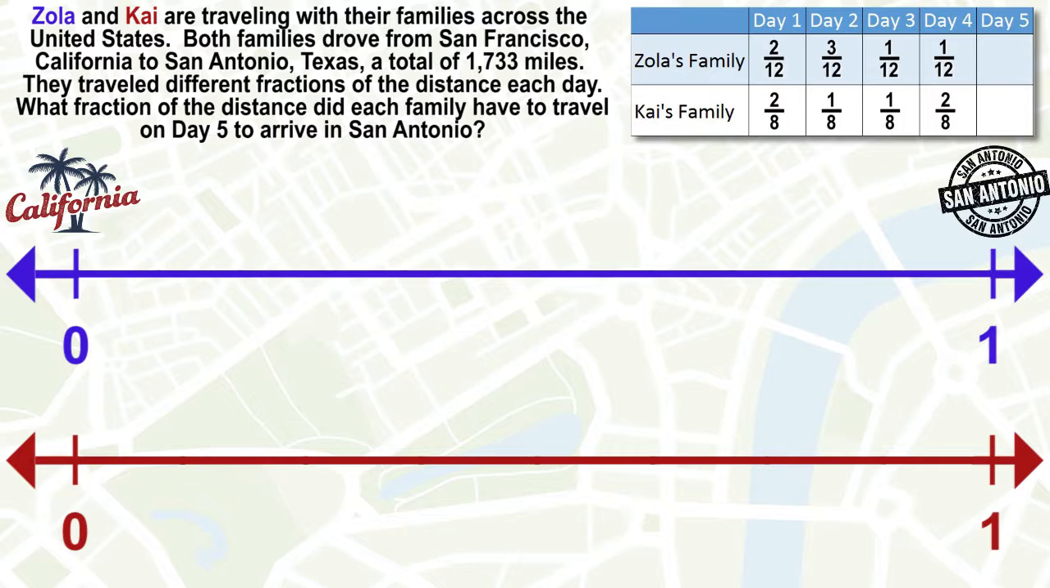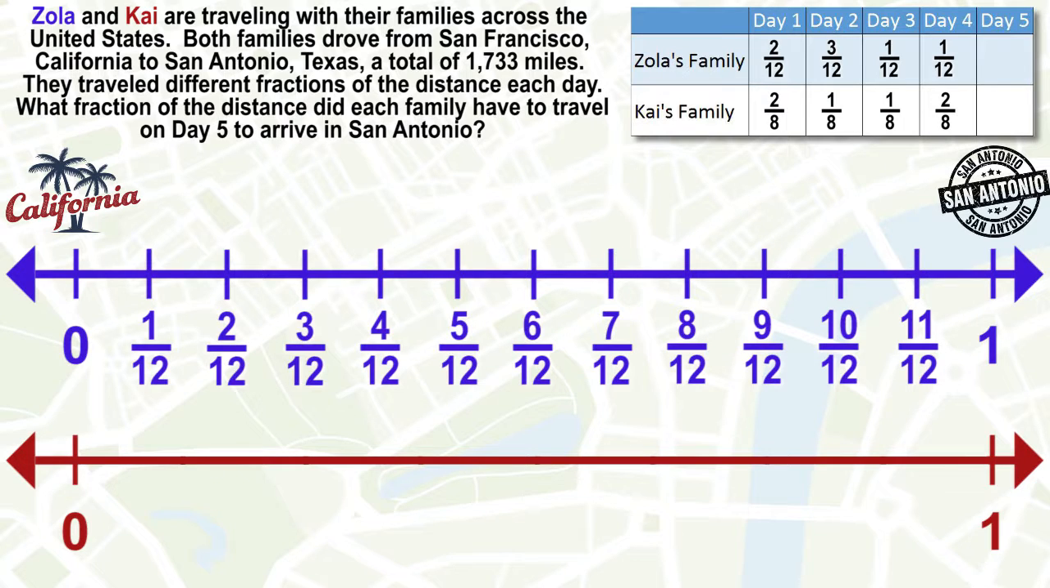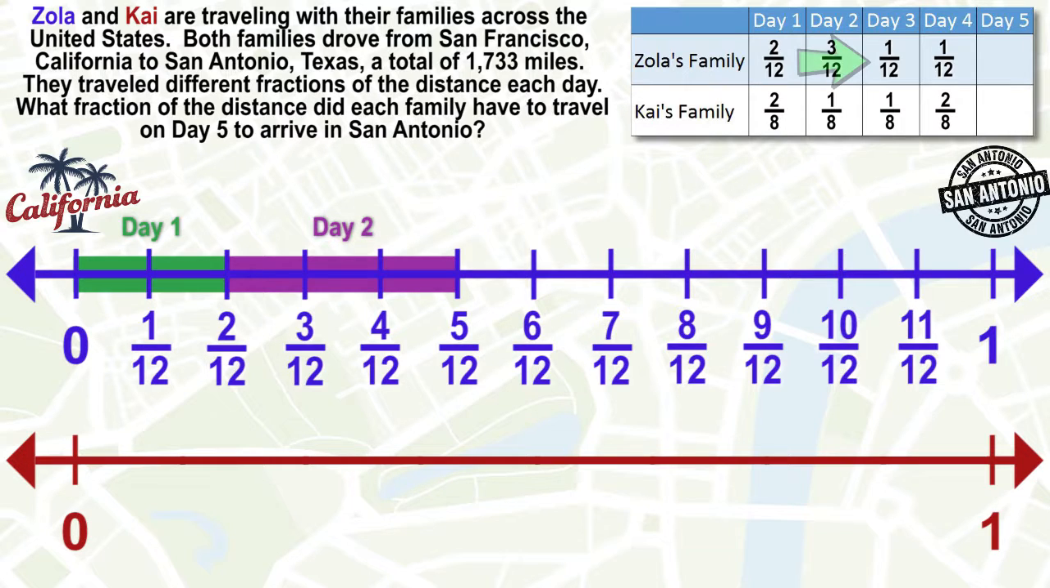Zola's family traveled in increments of twelfths. Divide the first number line into twelfths. Day 1, they traveled 2/12 of the distance. Start at 0 and go over to the 2/12 mark. Day 2, they traveled 3 more twelfths of the distance. Start at the 2/12 and go out 3 more twelfths to the 5/12 mark. Day 3, they traveled another 1/12. On day 4, they traveled 1/12 more of the distance.